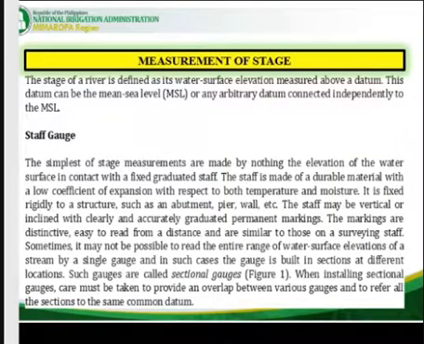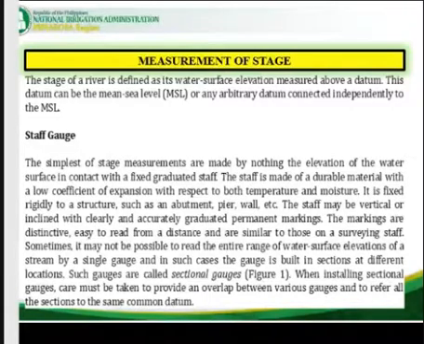Measurement of stage. The stage of a river is defined as its water surface elevation measured above a datum. This datum can be mean sea level or MSL or any arbitrary datum connected independently to the MSL. Staff gauge. The simplest of stage measurements are made by noting the elevation of the water surface in contact with a fixed graduated staff. The staff is made of a durable material with a low coefficient of expansion with respect to both temperature and moisture. This is fixed rigidly to a structure such as abutment, pier, wall, etc.